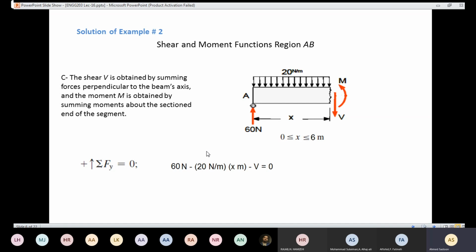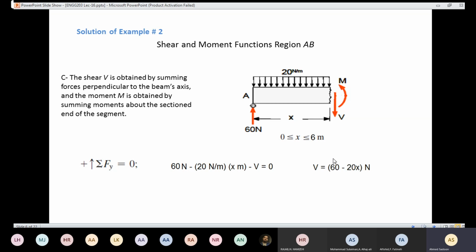So I have 60 newtons, which is here, positive. I have 20 newton per meter multiplied by x. It's going to be down here, which is negative. I have V, which is negative as well. Okay. Then we are going to set that formula equal to 0, and then we can simplify the formula and solve for V.